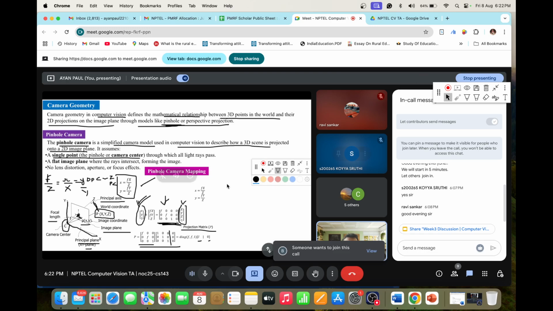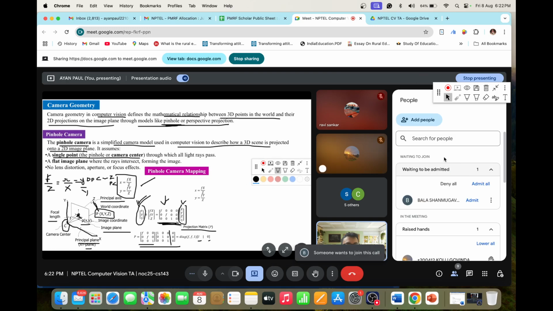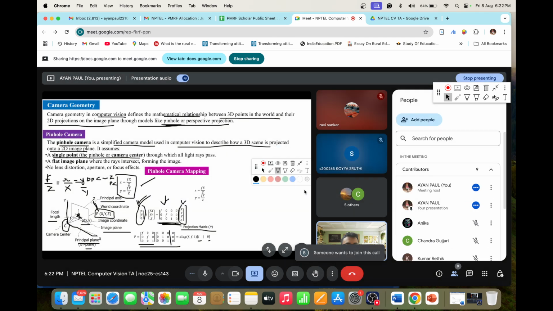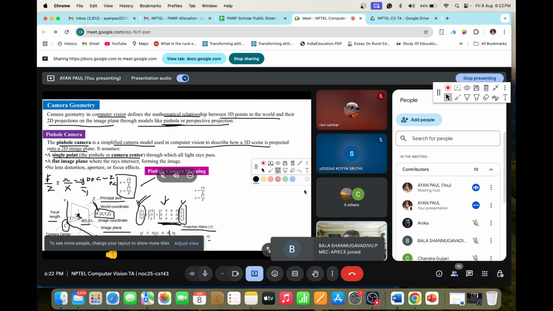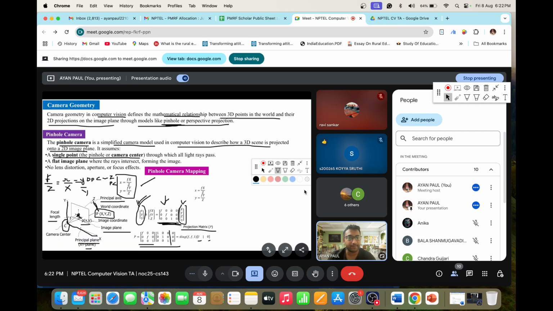Is it clear to all of you? The formulas, the terms, is it clear? It is the basic thing and I hope it is clear to all of you. Clear, right? Yes, sir, clear.